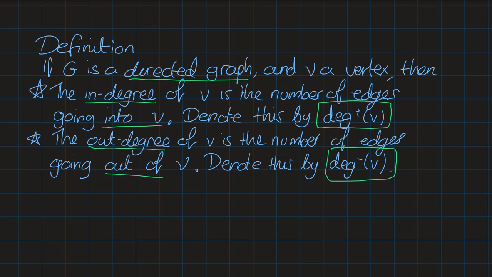Okay, so it's a bit more confusing than in the undirected case. In the undirected case, there's no distinction between going in and out. The edges don't have arrows, so in and out doesn't make sense. But when you're talking about the directed graphs, then there is a notion of in and out. So we take this into account. So we have the in degree and the out degree.